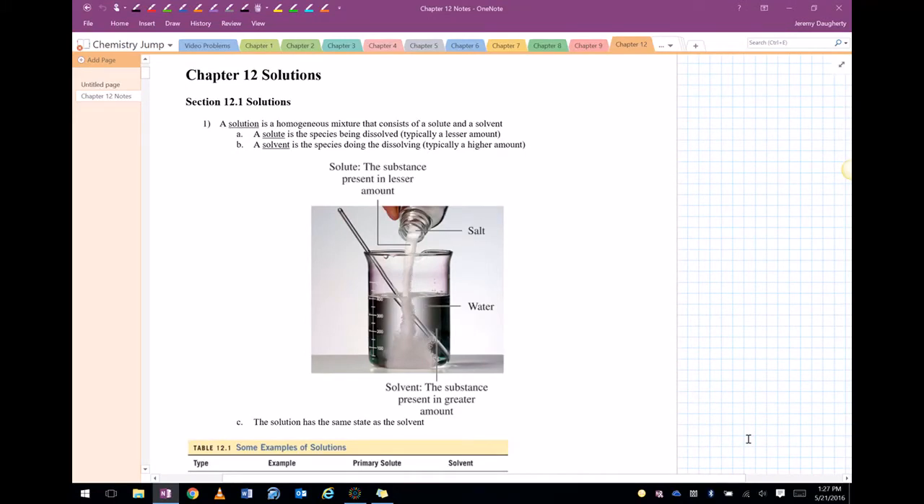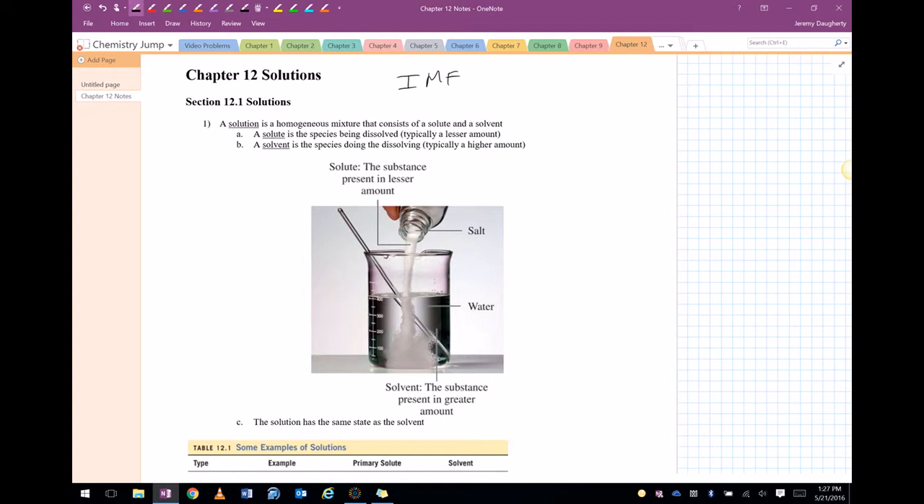Chapter 12, Solutions, Section 12.1, Solutions. The big idea throughout this entire chapter is intermolecular forces. What we saw in Chapter 11, we're going to use and apply here in Chapter 12. Even though we did apply the idea of intermolecular forces in boiling point, melting point, that kind of stuff, here we're going to see it in terms of solutions.